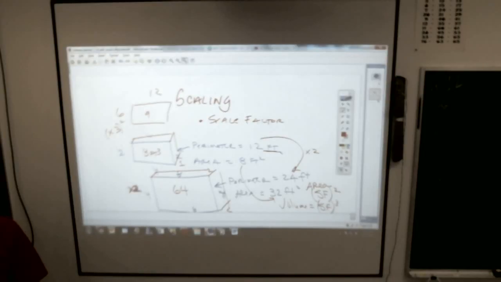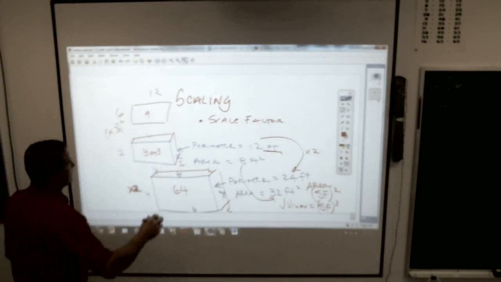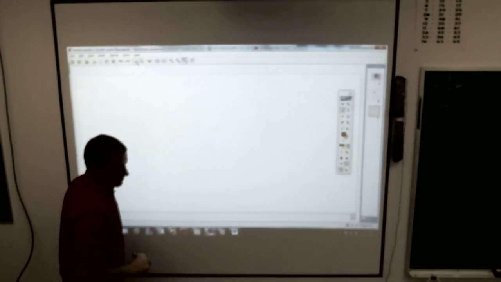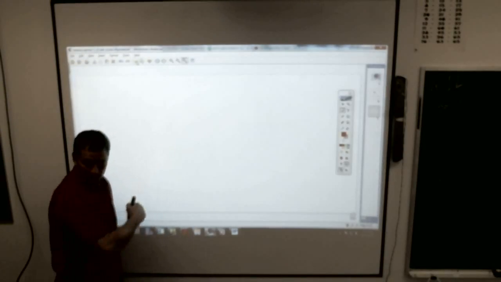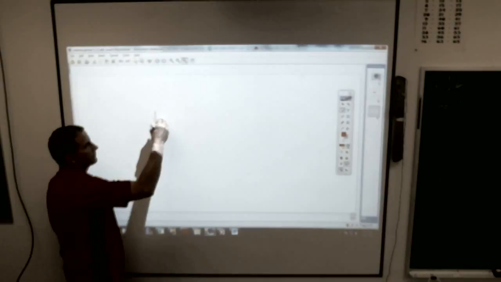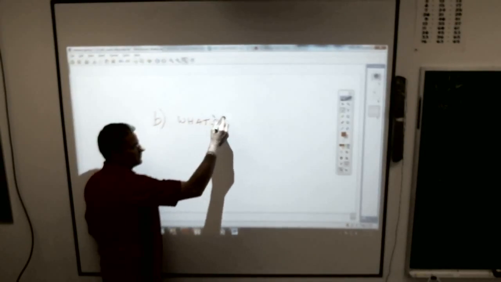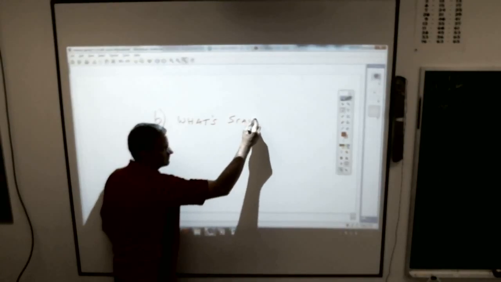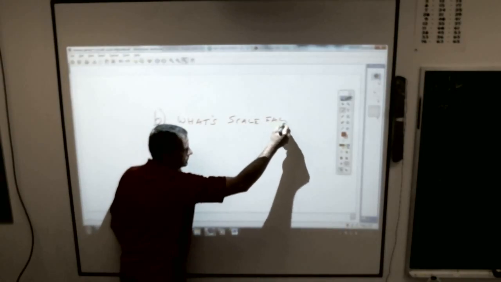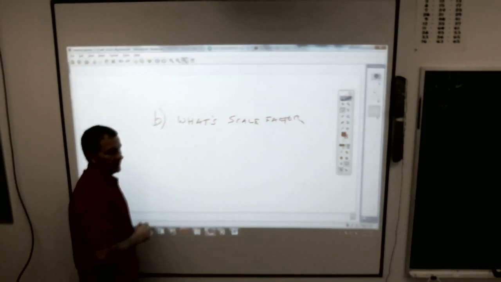An architect builds a 1/50th scale model of a proposed facility building for a client. The volume of the model is what fraction of the volume of the proposed building? So the only thing you need to think about is this. What is that, letter B on your paper? What's the scale factor? What does it say? What is the scale factor?